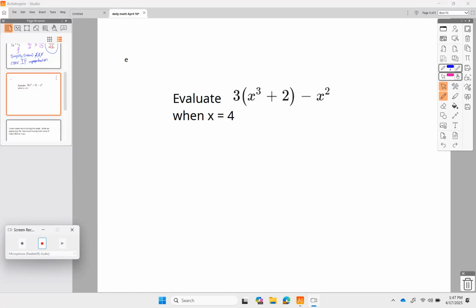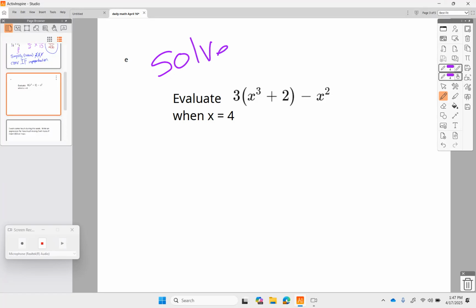Okay, so we're going to look at this problem. Evaluate. Back there on the floor, what does evaluate mean? Solve. She's got it. Someday you're going to have children and you're going to say, oh my gosh, I remember my 6th grade teacher telling me to memorize that evaluate meant solve.